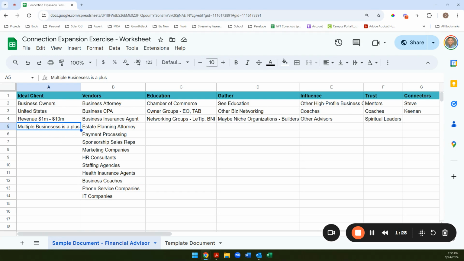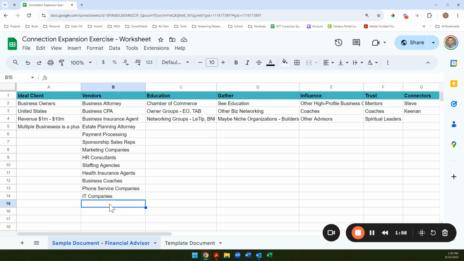The first category, again, aligning with the book, is vendors. Vendors is where does your ideal client spend money? So where are they spending money? So I listed some of these service providers and places they're spending money: business attorney, business CPA, business insurance agent. Those are usually kind of the three first ones when it comes to targeting a business owner. Maybe an estate planning attorney who'd be a good partner for me, payment processing, sponsorship sales reps are great.